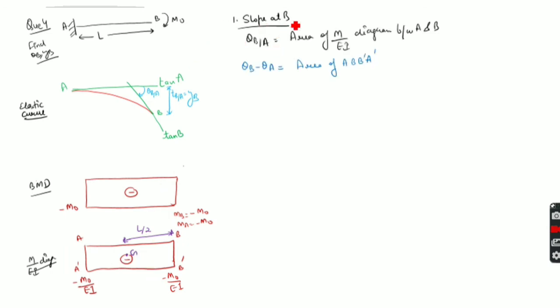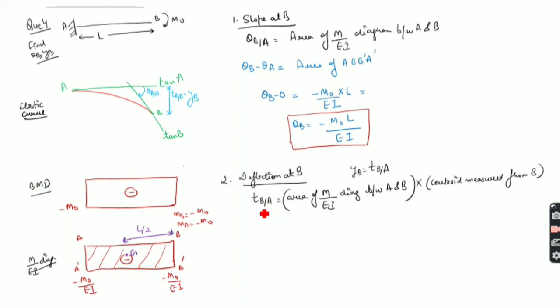Okay, so the slope at B will be theta BA, which is equal to the area of this complete M by EI diagram, because we are taking these 2 points A and B. So we have to calculate the area of this rectangle A, B, B dash, A dash. So what is the area of a rectangle? It is the multiplication of the two sides. So this is minus M naught by EI, this is L. So we will get this theta B.